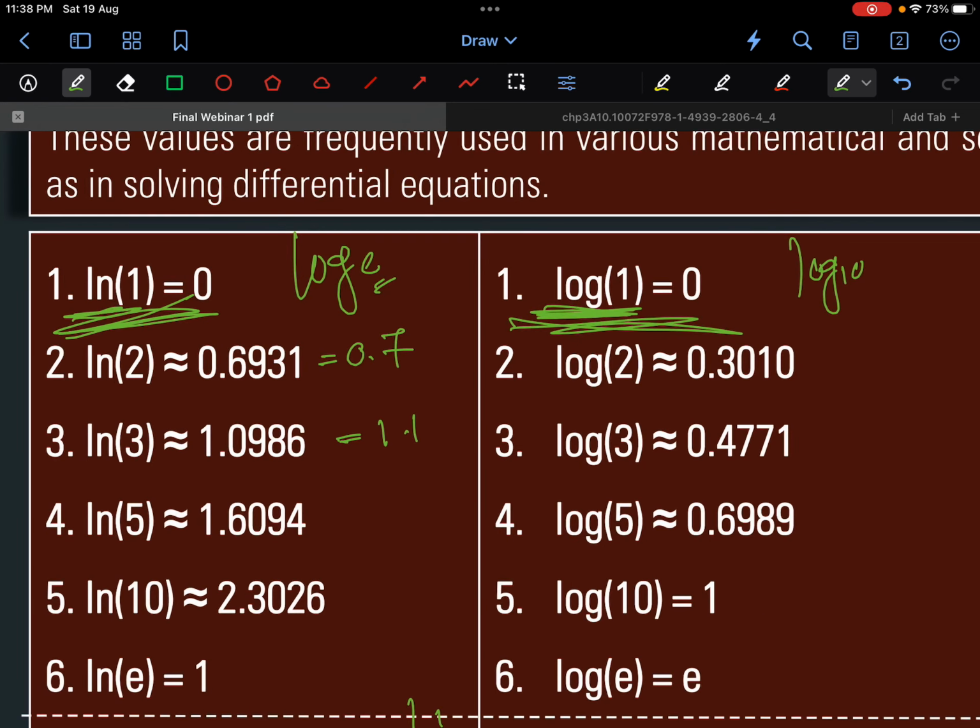You actually don't need to care about ln3 and ln5. You don't need to remember these two. Even if you remember ln1 and ln2, it is sufficient for about 90% of the numericals. So ln1 is 0, ln2 is almost 0.7, and lne is equal to 1.